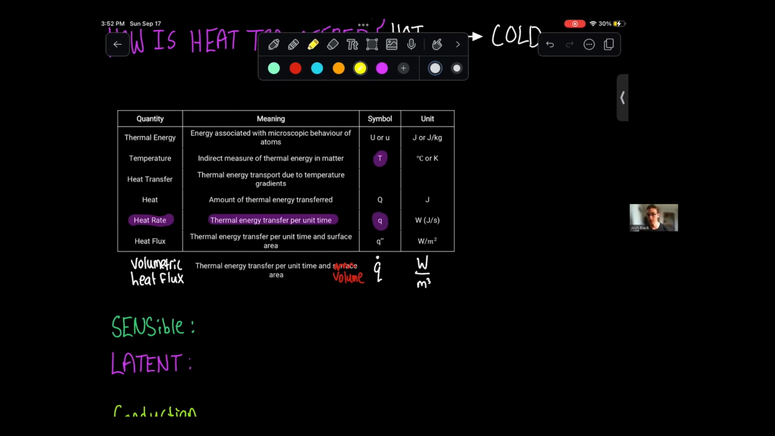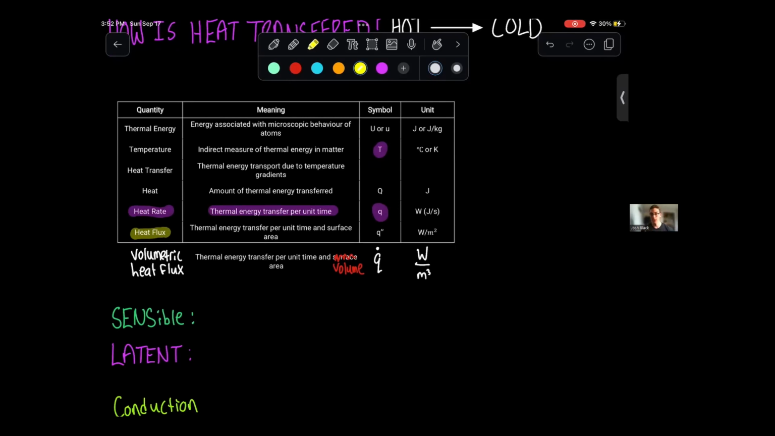From here, two other variables that we're going to be interested in is heat flux. Heat flux is just the thermal energy transferred per second per surface area. So I don't know, if I lit a flame next to my hand, how much heat is being transferred through my two-dimensional surface area of my hand. And that's q double prime. And remembering these units, little q is in joules per second or watts, and then q double prime is in watts per meter squared.